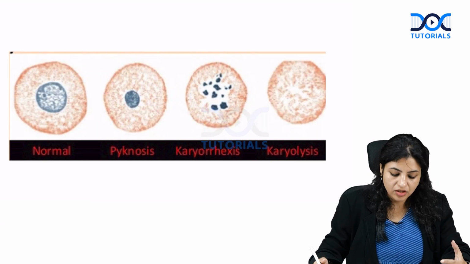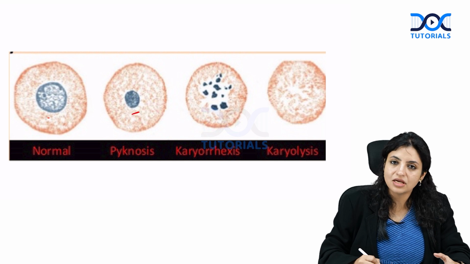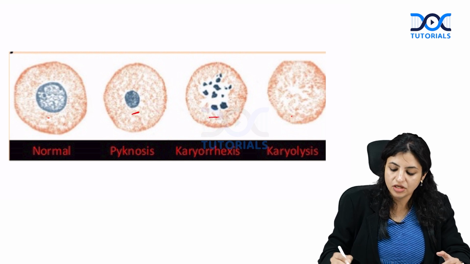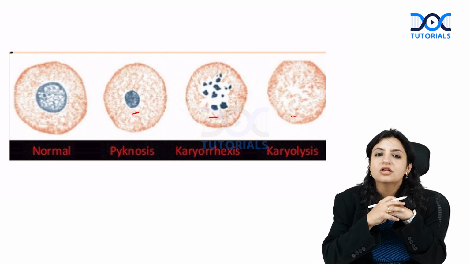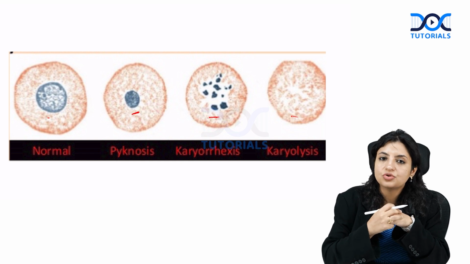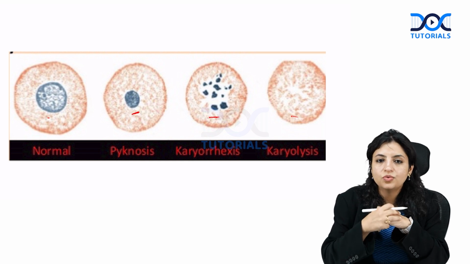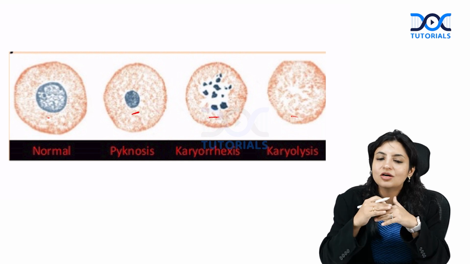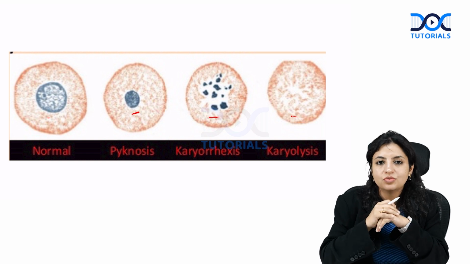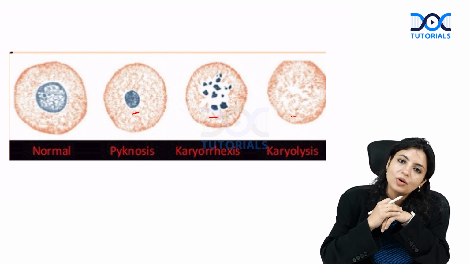And this is a normal cell. Then pyknosis is like a dot, karyorrhexis is fragmentation, and karyolysis is complete dissolution. That is what you have to know. These are the images that you should know before we go to necrosis. Now, once we're clear with these images, we can progress into necrosis and understand what all we need to know about it. Right, guys?